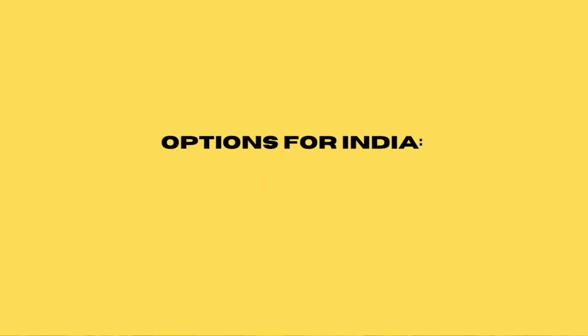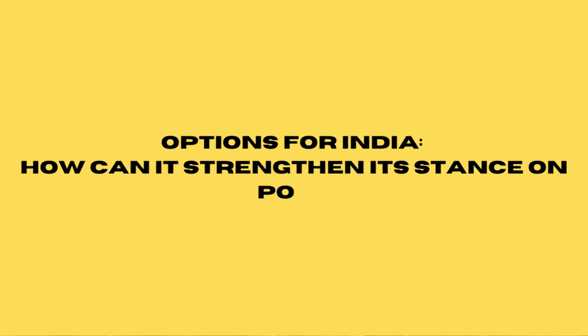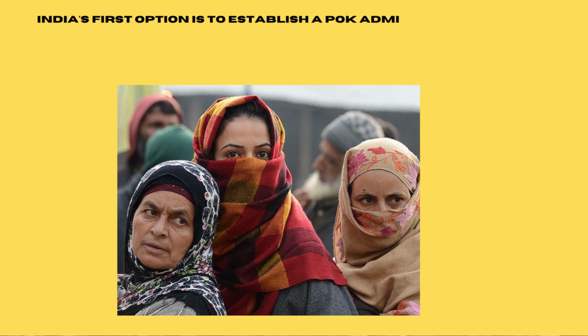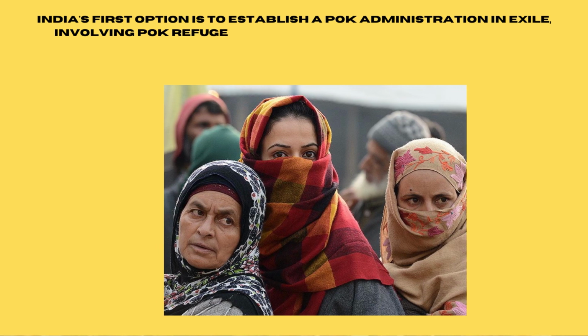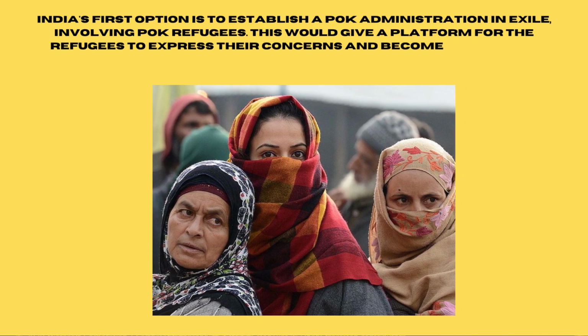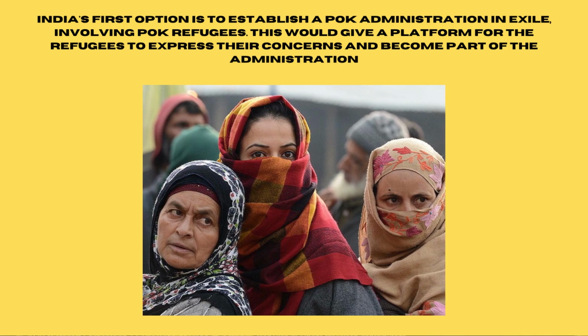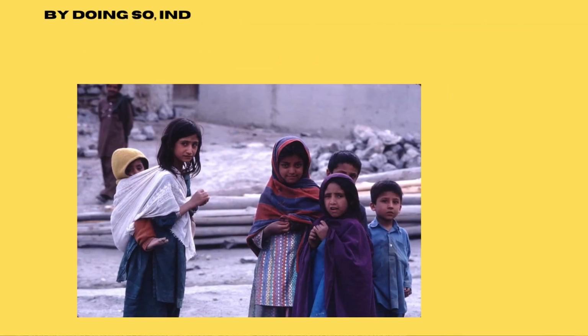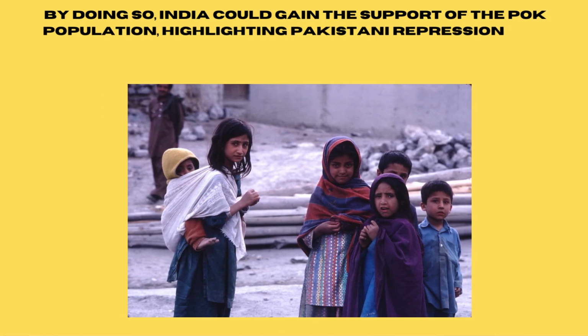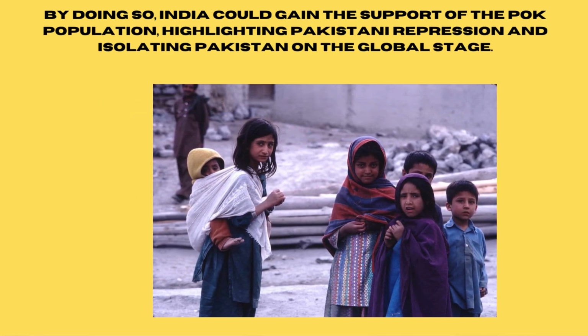So what options is India left with, and how can it strengthen its stance on POK? India's first option is to establish a POK administration in exile involving POK refugees. This would give a platform for the refugees to express their concerns and become part of the administration. By doing so, India could gain the support of the POK population, highlighting Pakistan's repression and isolating Pakistan on the global stage.